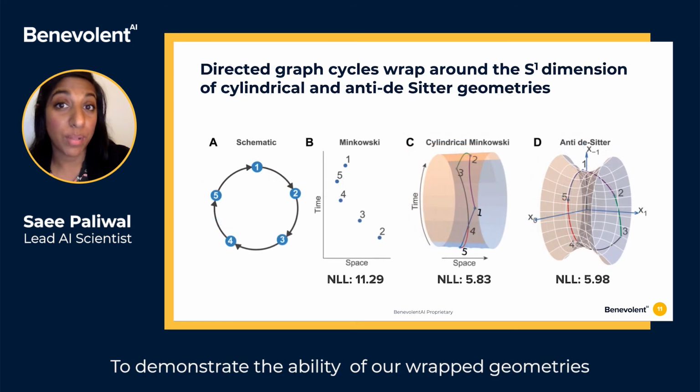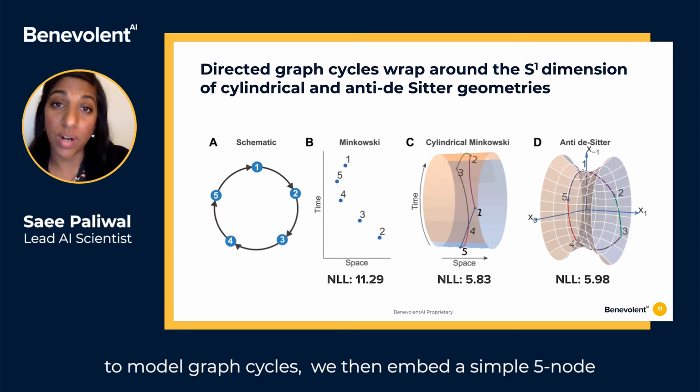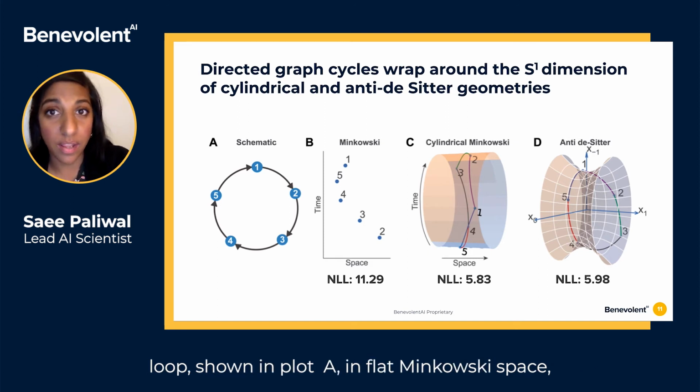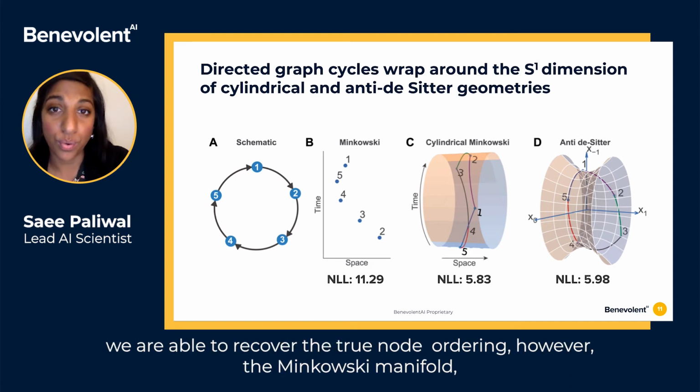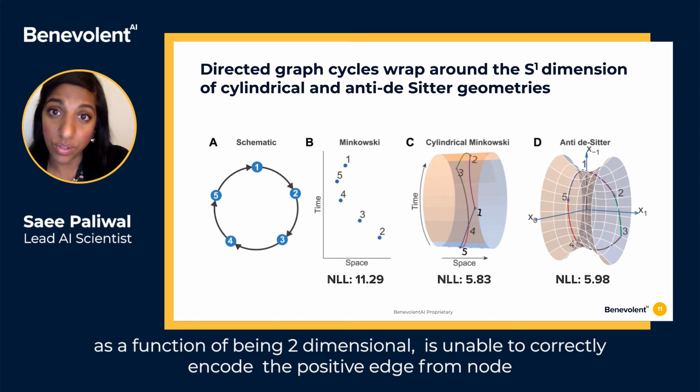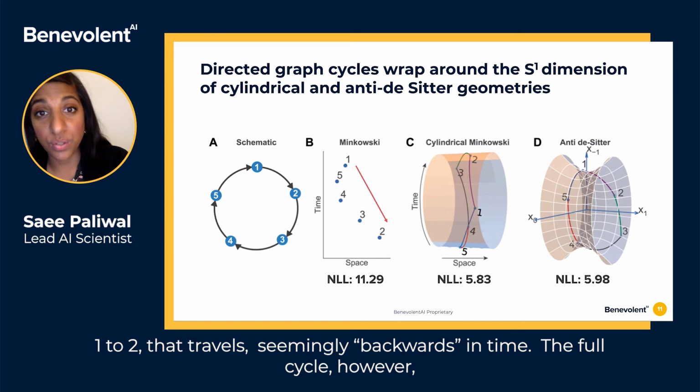To demonstrate the ability of our wrapped geometries to model graph cycles, we then embed a simple 5-node loop, shown in plot A, in flat Minkowski space, and curved cylindrical Minkowski and anti-de Sitter spaces. In all three manifolds, we are able to recover the true node ordering. However, the Minkowski manifold, as a function of being two-dimensional, is unable to correctly encode the positive edge from node 1 to 2 that travels seemingly backwards in time.